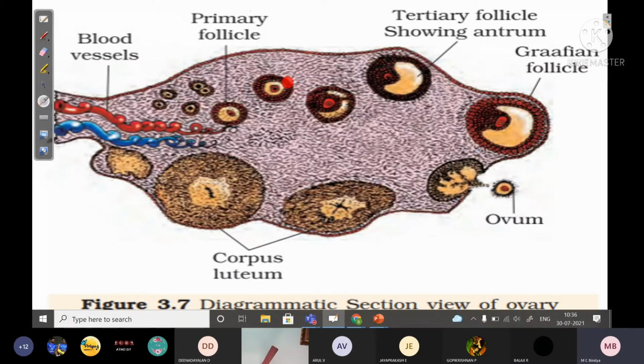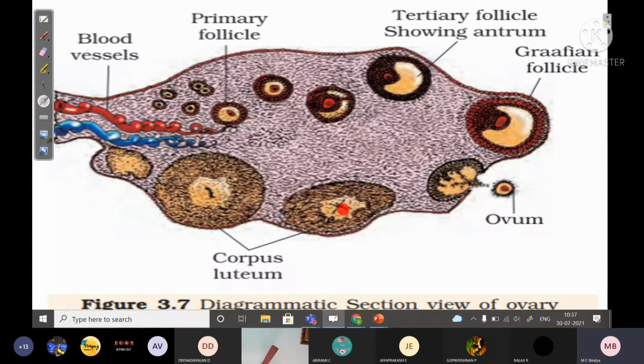Tell me, what is the hormone produced by growing follicles? Children, what is the hormone produced by growing follicles? Estrogen. Yes, estrogen is a hormone produced by growing follicles. And then what makes these follicles grow is follicle stimulating hormone from the pituitary gland. Now this Graafian follicle ruptures to form corpus luteum.